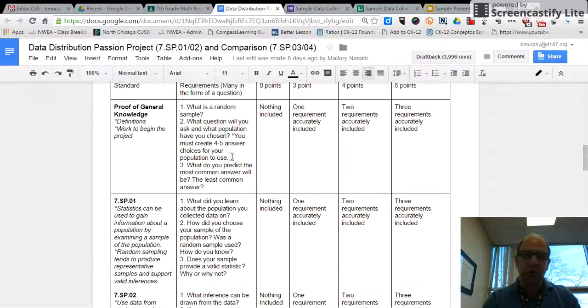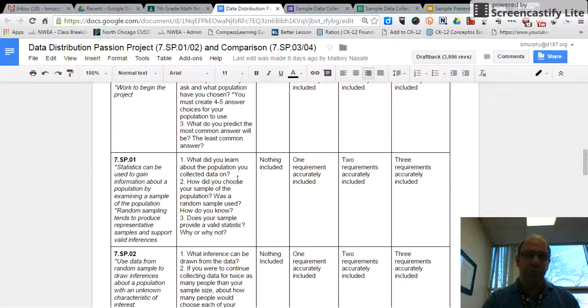It says here you must create 4 to 5 answer choices for your population to use. I didn't make sure you did that. So if you didn't do that, well, hopefully you've got at least 1 or 2. But I did ask you to ask age and gender and all that other stuff. What do you predict the most common answer will be? So if you didn't put a prediction down, you should put one down now.